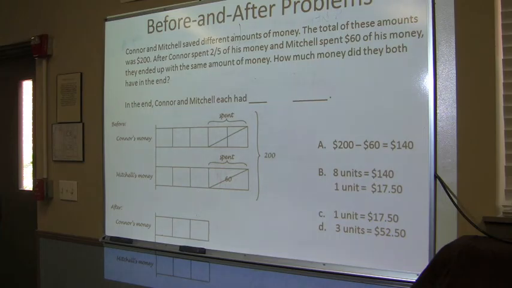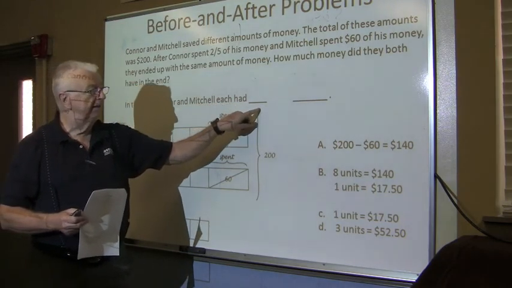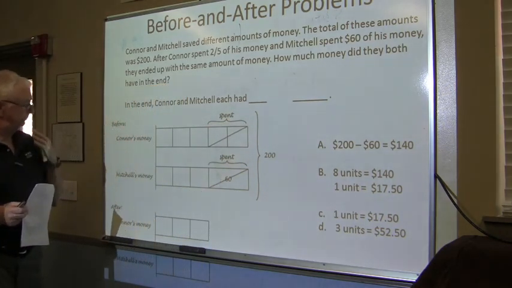Would you read the problem? Sure. Connor and Mitchell saved different amounts of money. The total of these amounts was $200. After Connor spent 2/5 of his money and Mitchell spent $60 of his money, they ended up with the same amount of money. How much money did they both have in the end? Okay, well, they actually do it differently in the book than what I have here, but let's look at the answer. In the end, Connor and Mitchell each had blank amount of money. That blank is there because I have the answer up there.